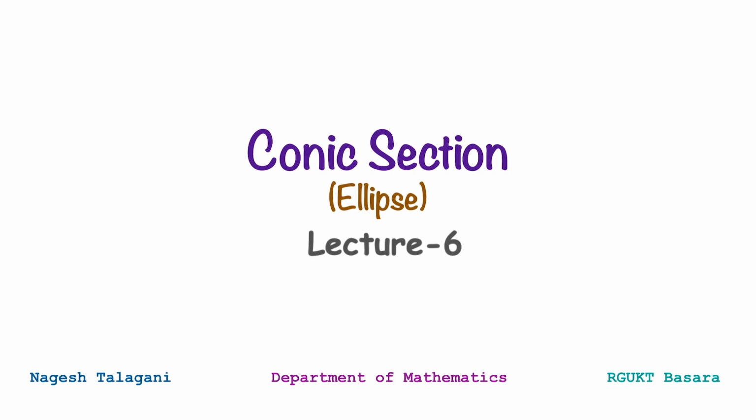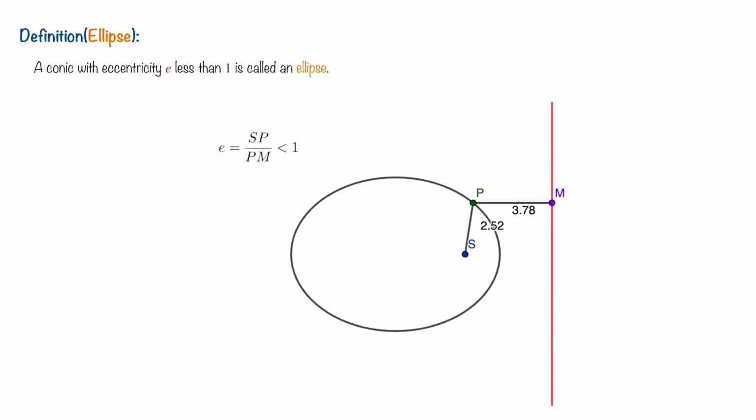Okay, let us have a look at the definition. Here is the definition for an ellipse. A conic with an eccentricity e less than 1 is called an ellipse. That is, locus of a point which moves in a plane such that the distance from a fixed point and a fixed line should be in a constant ratio that is less than 1. Here the fixed point is called the focus, the fixed line is called directrix, and the constant ratio is called eccentricity. We denote it by e. So in this case, e should be less than 1.